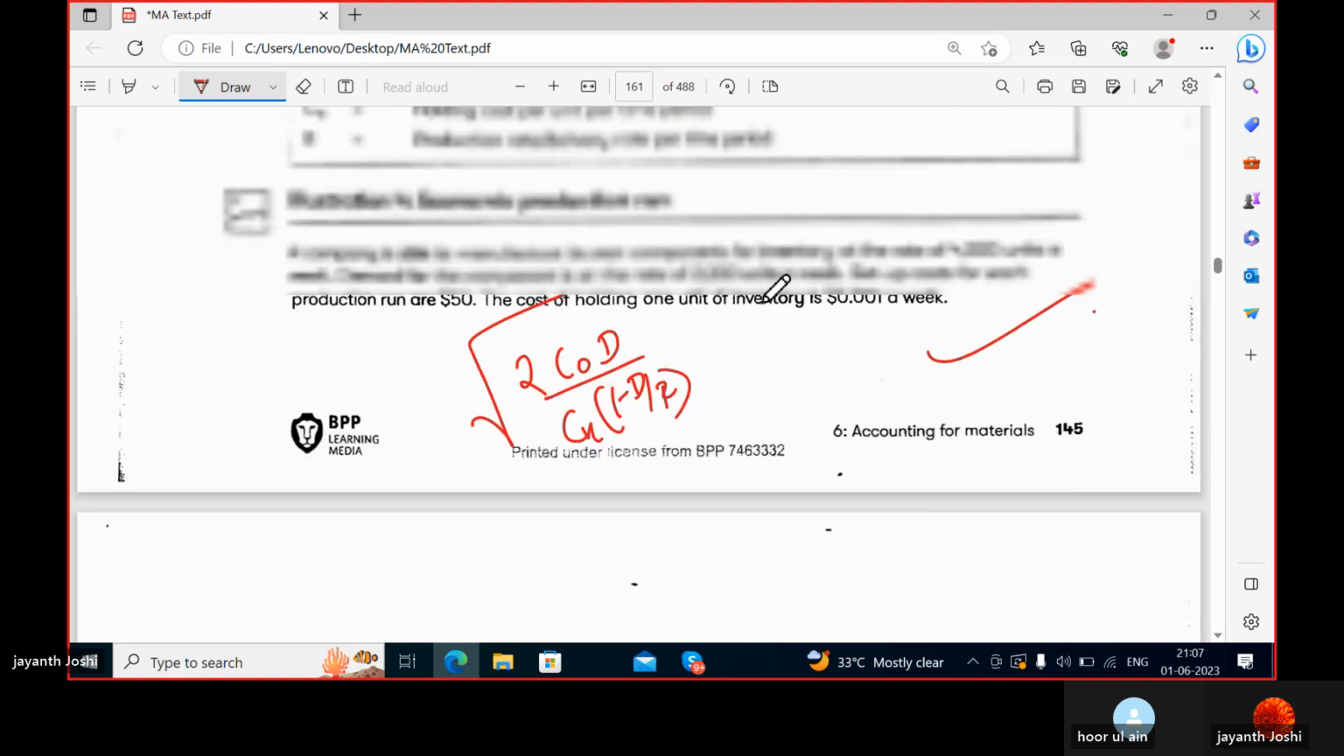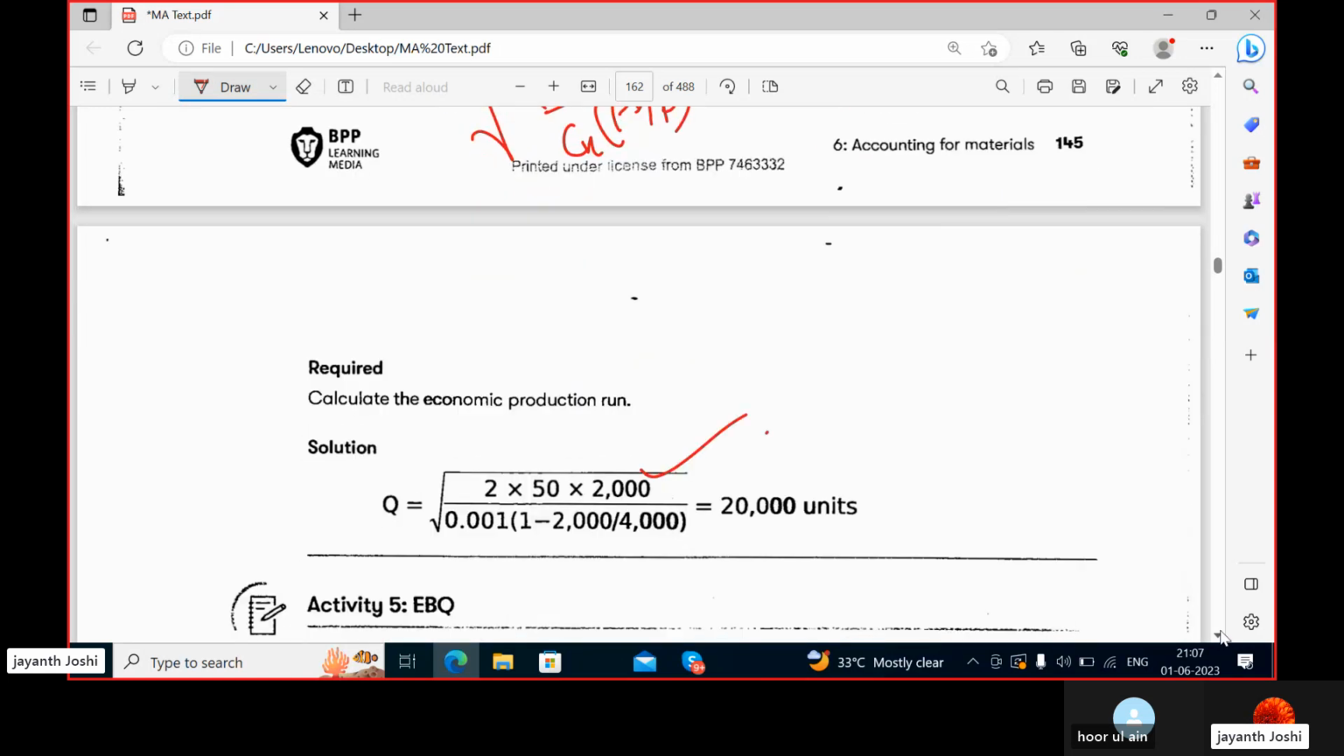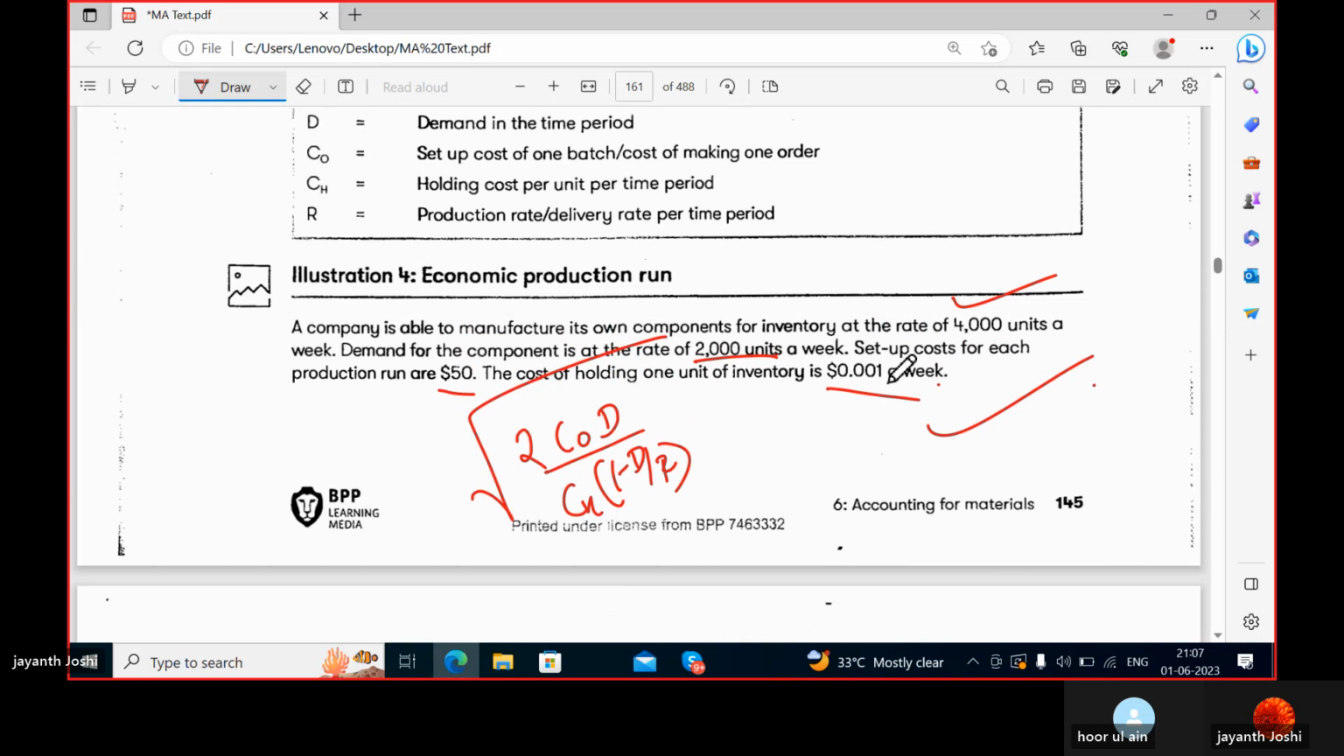And the ordering cost, the setup cost for each production run, is 50. The holding cost, the cost of holding 1 unit of inventory, is this. So we will take this one. This is the holding cost. Setup cost for each production run.